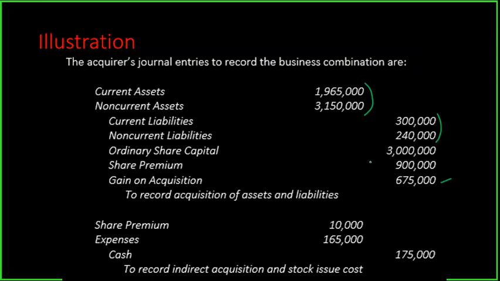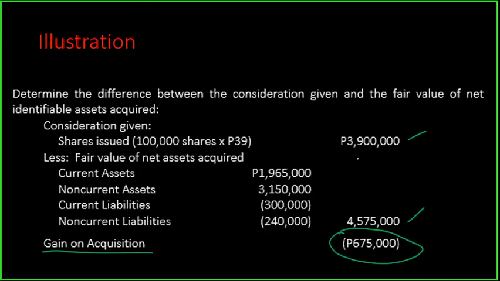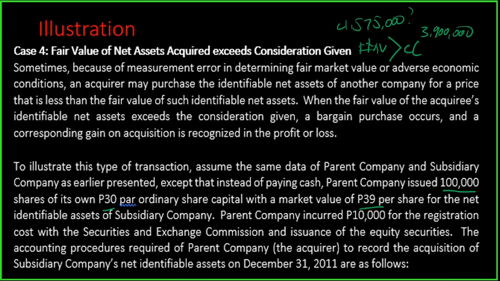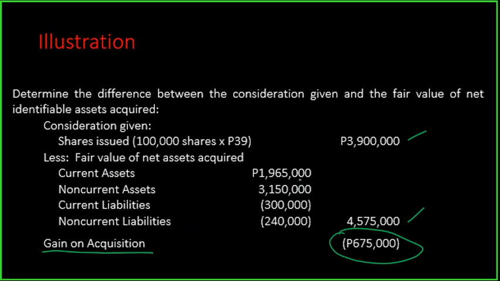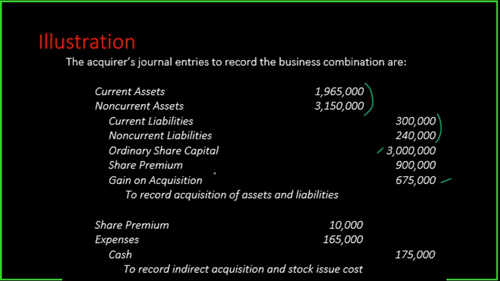Ordinary share always at their par value. And what's the par? Let's go back. The par is 30. 30 per share, so 30 per share times 100,000, you now have 3 million pesos. And the difference will go to your share premium.